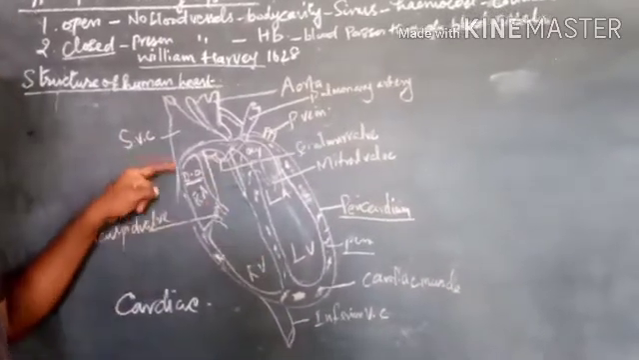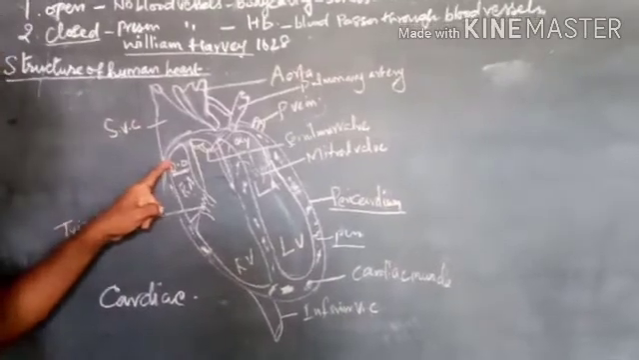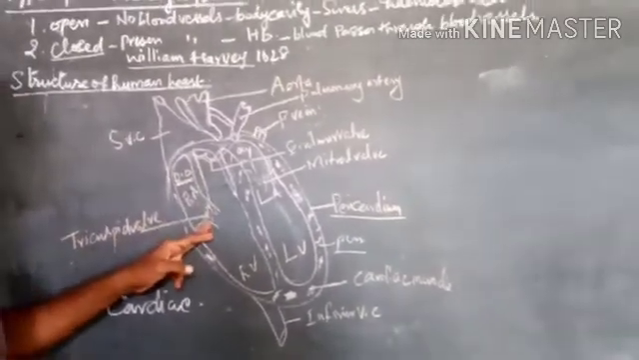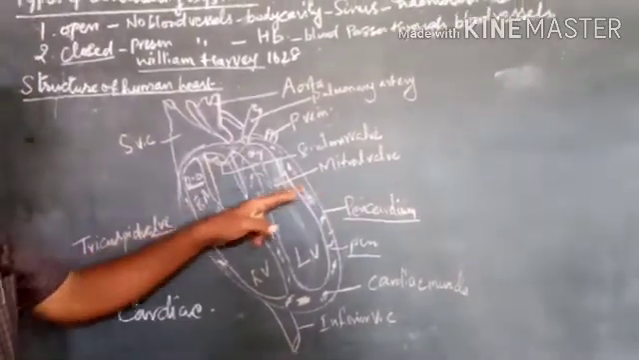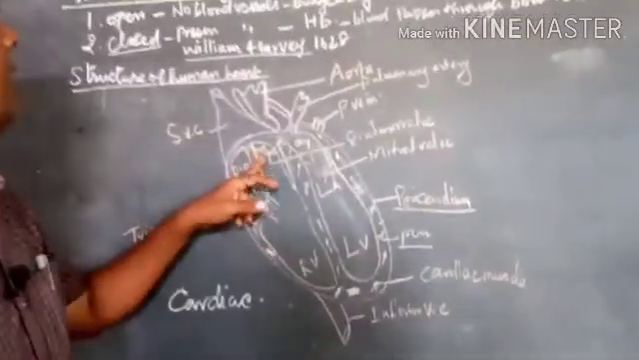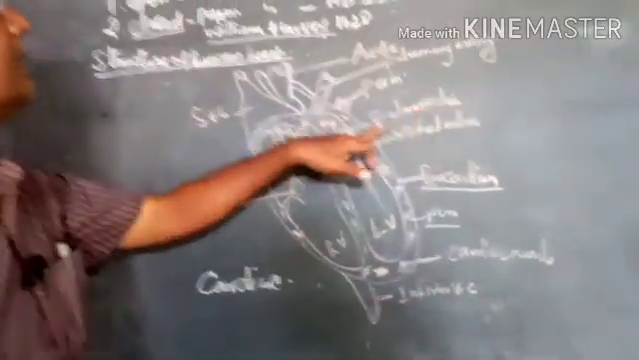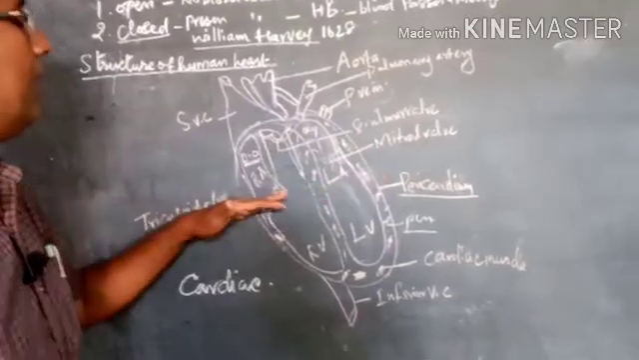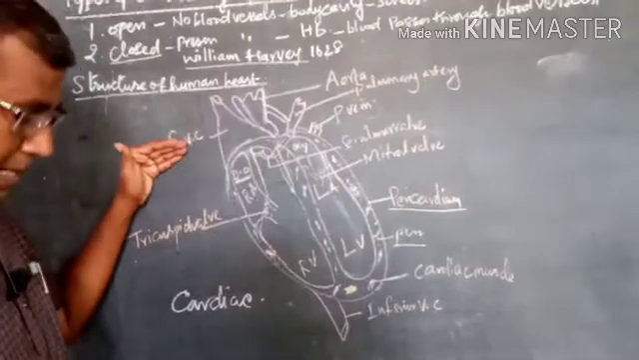The right atrioventricular valve is the tricuspid valve, having 3 flaps. The left atrioventricular valve is the bicuspid valve, having 2 cusps. At the base of the pulmonary artery there is a valve called the semilunar valve. These valves are involved in preventing the backflow of the blood.